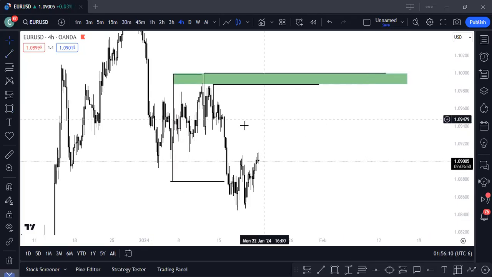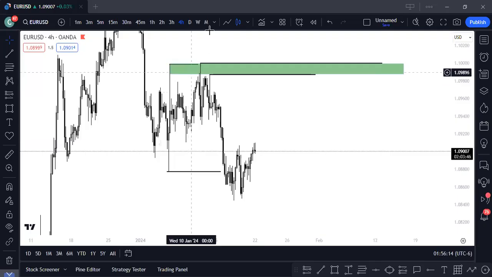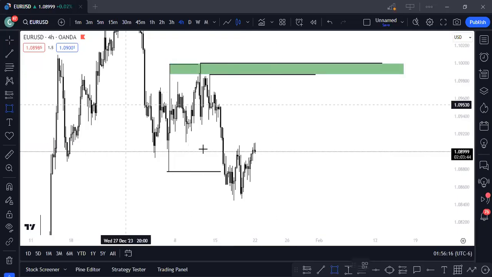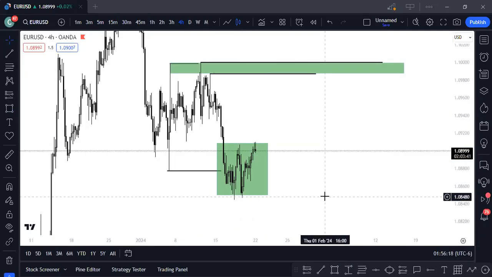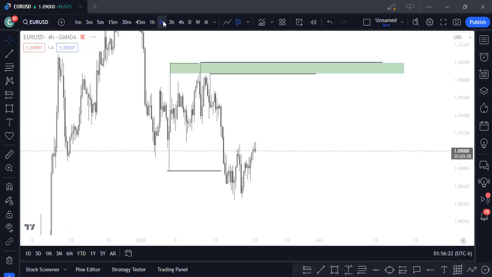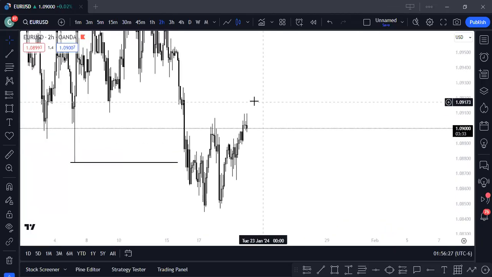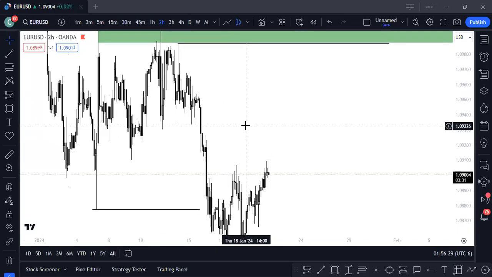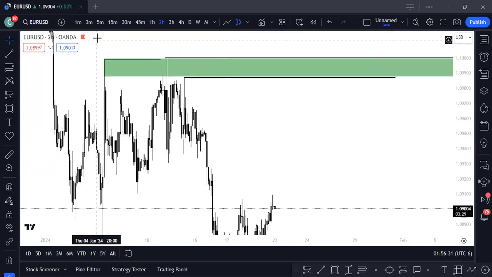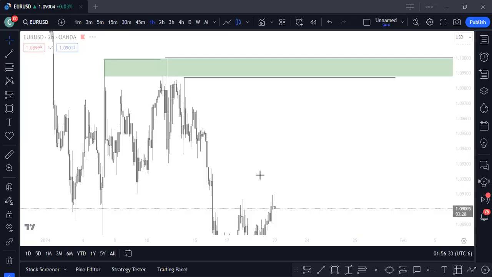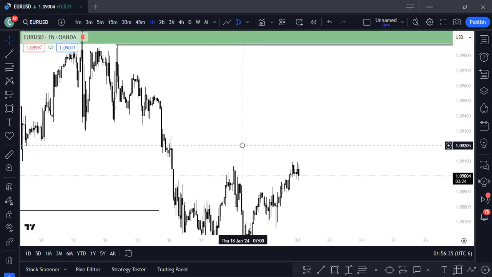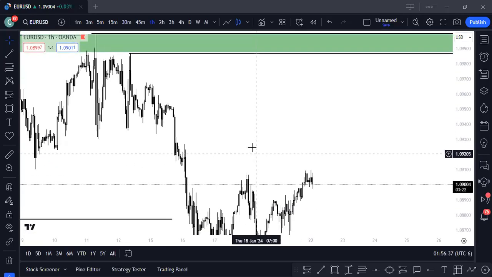But remember, I want to focus on the most recent price action, which is this. This is the most recent price action. I'm doing top-down analysis, so I just want to know what price is going to do next. So this is the recent price action. Let's go to the 1 hour time frame and see what's happening.